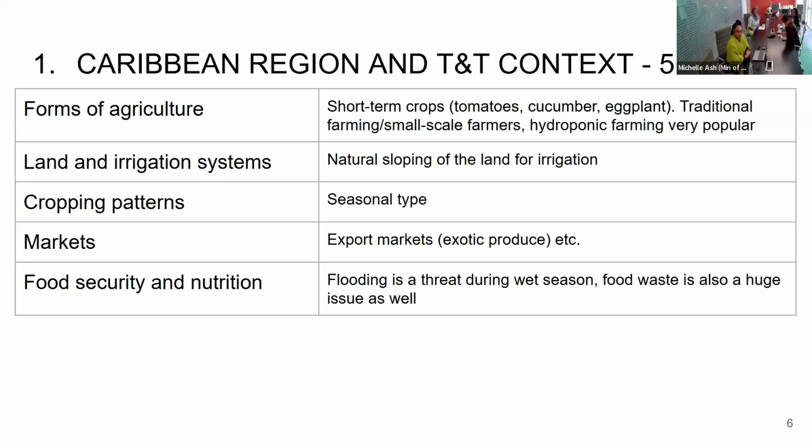A huge threat to us in terms of our food security is climate change and flooding during the wet season. We have a wet and a dry season, and now we have our wet season. So we have a lot of flash flooding that destroys a lot of these short-term crops, and it's a huge financial loss to a lot of small-scale farmers.